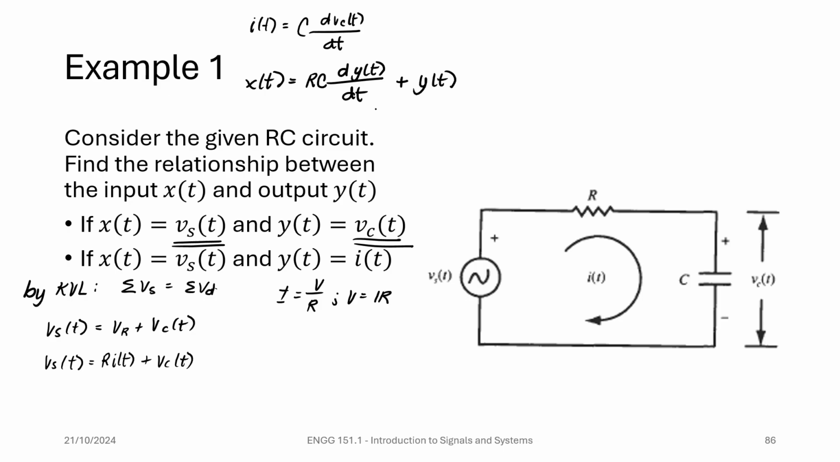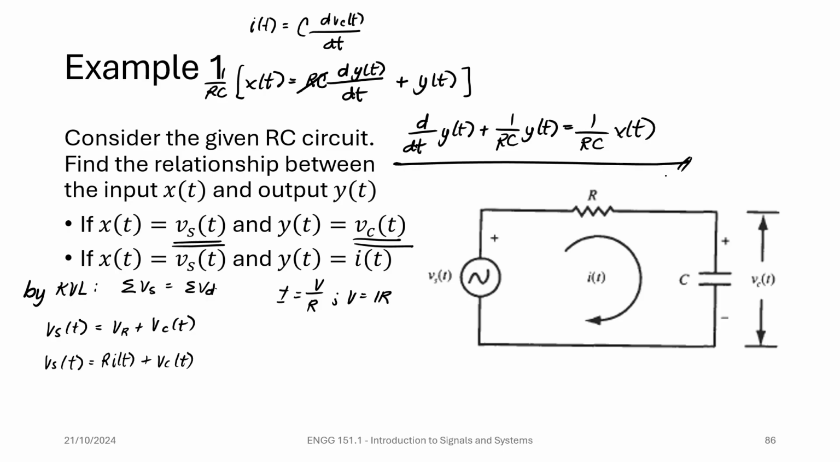Since this is a first order linear differential equation, we can just multiply 1 over RC to arrive with our differential equation: d over dt of y of t plus 1 over RC y of t is equal to 1 over RC x of t. Okay, so this is the answer to the first problem. This is the relationship of the output with respect to the input.